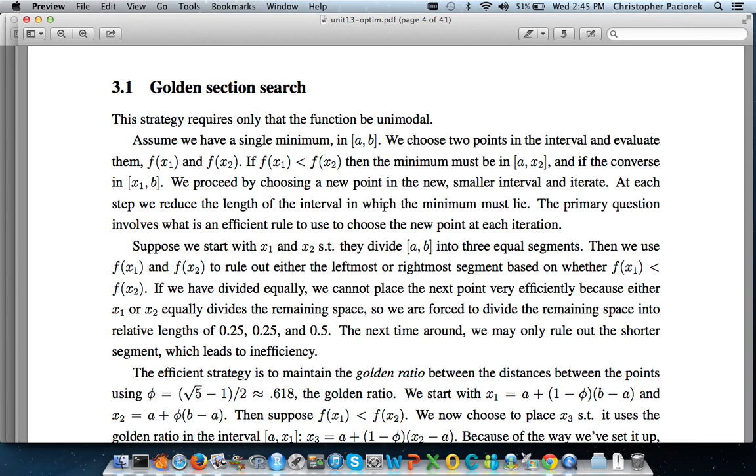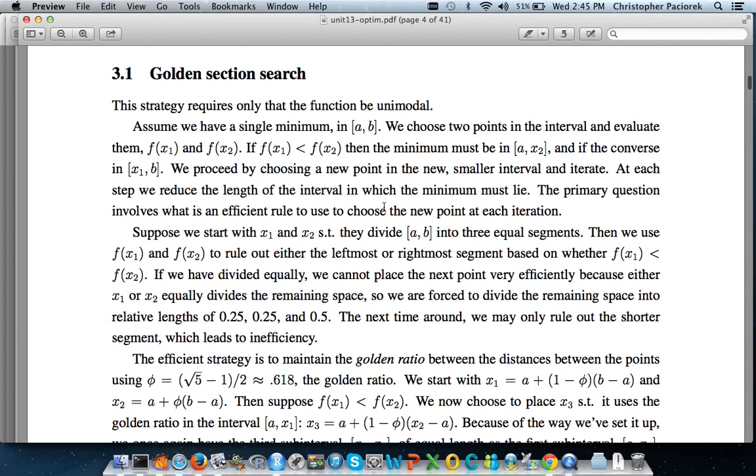A lot of the algorithms that we'll have in one dimension will also be useful as components of optimization in higher dimensions. So the first case I want to talk about is something called the golden section search, which is a cool idea with a little bit of geometry behind it.